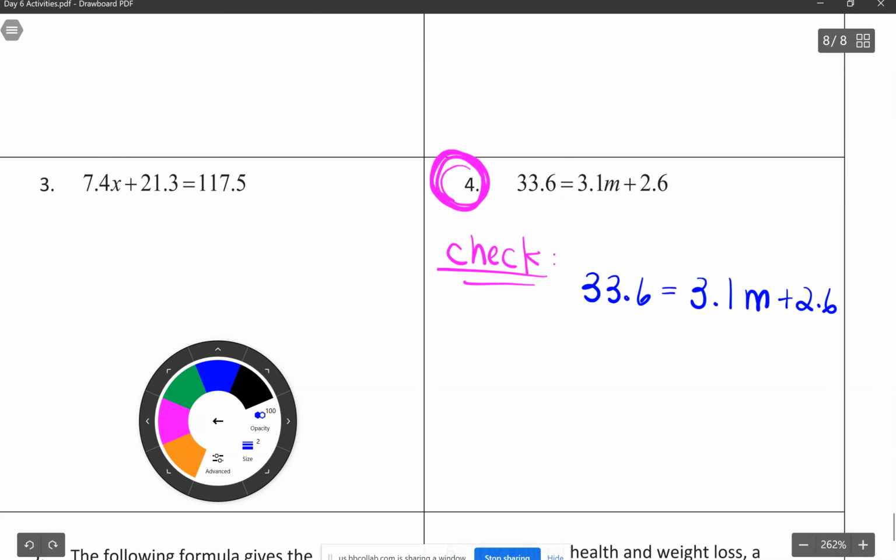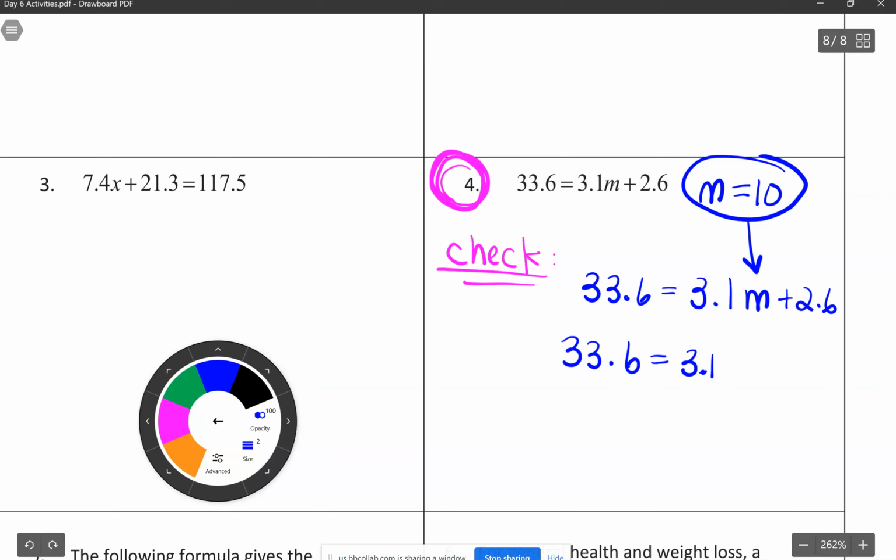Okay, so you rewrite the equation. And then if you really think your solution is m is 10, I need to see that solution plugged into the equation. So wherever there was an m, you're going to replace it with a 10. So 3.1 side by side with the m means multiply, plus 2.6. And then I like to put a question mark above my equal sign when I'm checking. After I've plugged my solution in, I put that question mark because I don't really know if it's true or not. I could have messed up and gotten the wrong solution, right? So that question mark is like, is it really true? I don't know. Now I'm going to follow PEMDAS.